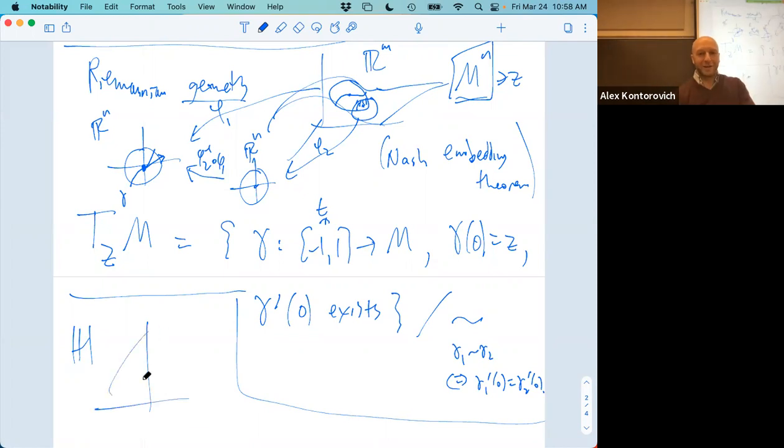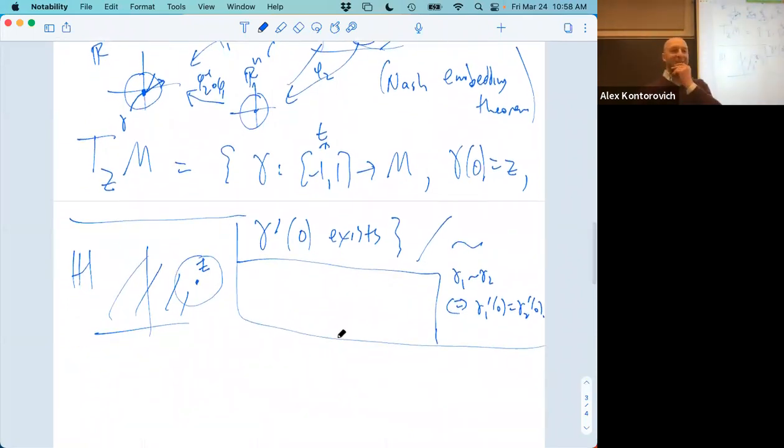What's H? Okay, so here's H. What's my chart? I have some point Z in H. What's a chart? We're going to get to Maass forms very soon. I promise. Today will be Maass forms. I better move a little faster, but yes.